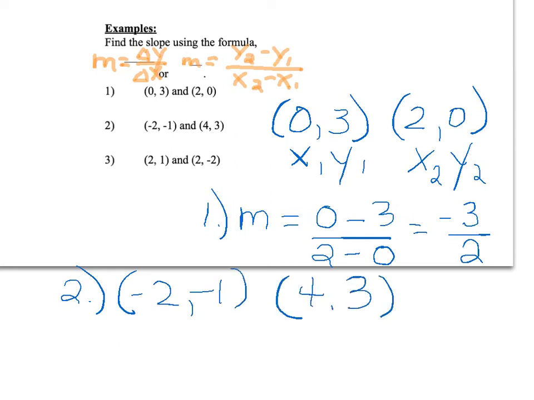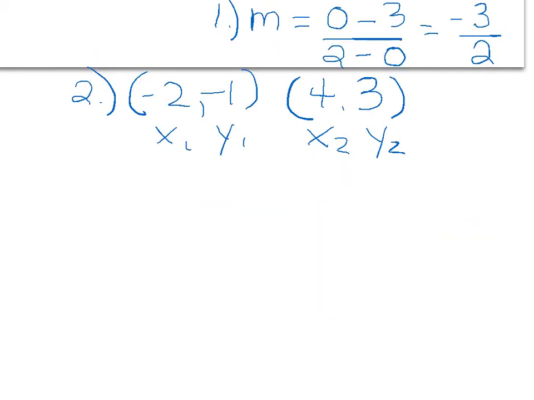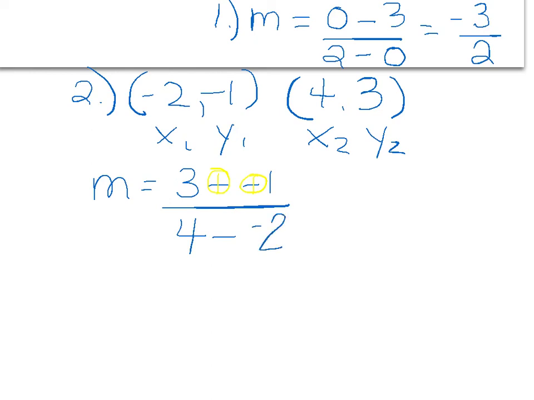So if you want to, you can go ahead and label them x1, y1, and x2, y2. And so I start off with m equals y2, which is 3, minus y1, which is a negative 1. So you have a double negative here that's going to cancel out. I'll show you that we're adding now. On the bottom we have x2, which is 4, minus x1, which is a negative 2. Same kind of thing with the double negative. They cancel each other out and we've got positives.